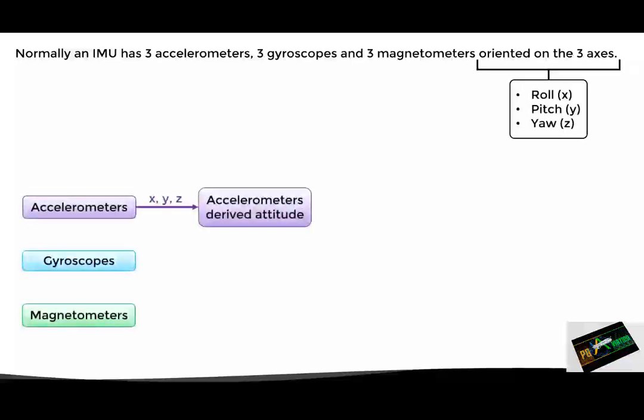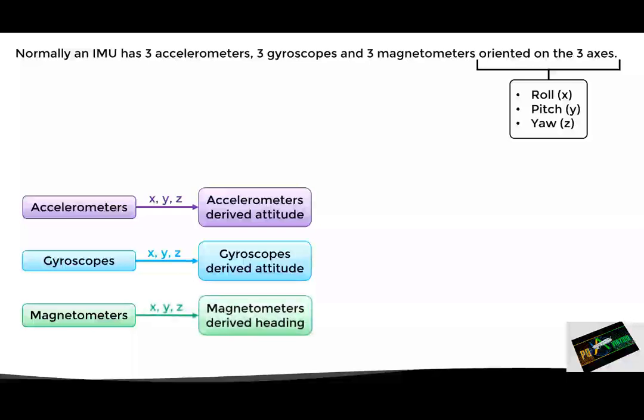This means that there is one accelerometer for each axis, which allows to calculate the accelerometer's derived attitude. The same happens with the gyroscopes, there is one for each axis, which allows to calculate the gyro-derived attitude. And finally, there is also one magnetometer for each axis, which allows to calculate the magnetometer's derived heading.